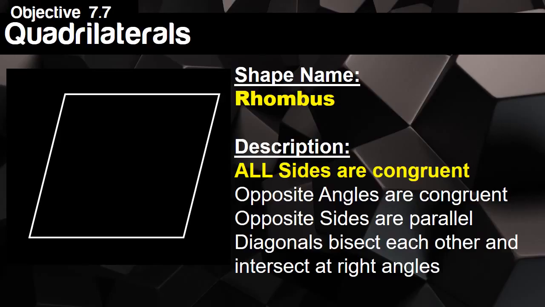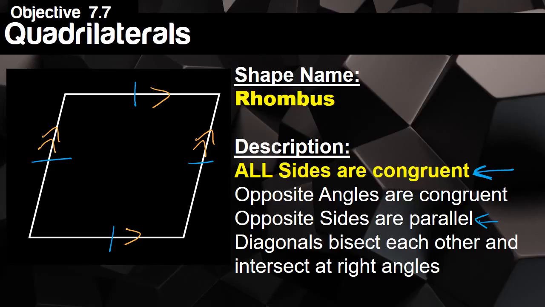Now we have a rhombus. A rhombus is a parallelogram, but has this very unique characteristic that all the sides are congruent. So we label all of our sides with 1 hatch mark all the way around. We can say that the opposite sides, just like a parallelogram, are parallel. We label that with our arrows: 1 at the top and the bottom, and 2 on the left and the right. And then we have our diagonals.